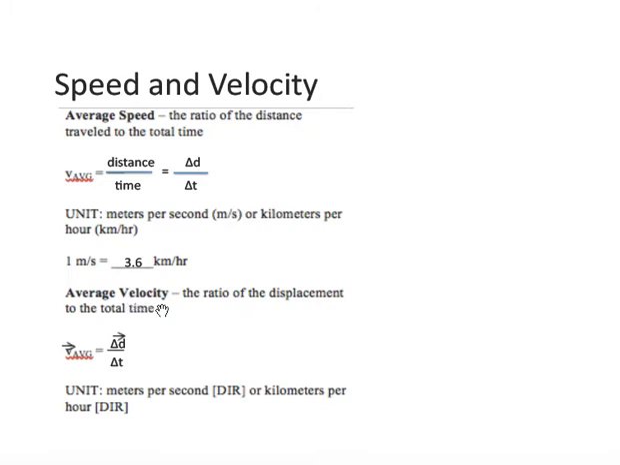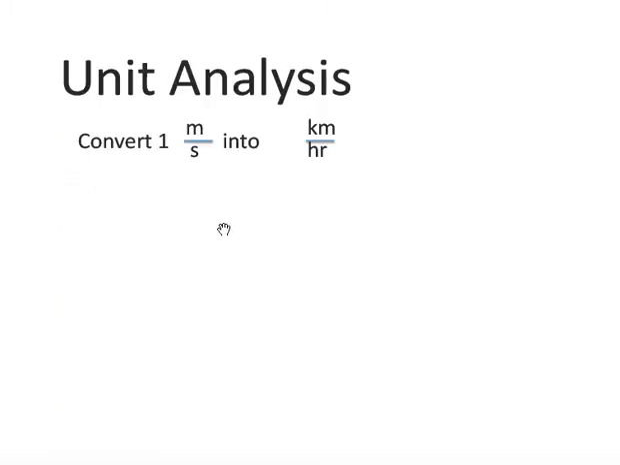Now, average velocity is the ratio of displacement to the total time. Displacement over time. So it's slightly different. For average velocity, you're going to need a direction. And so I promised you that we would discuss how to convert a meter per second into a kilometer per hour. I want to formally show you this. The final answer is 3.6, but let's see how we get that.